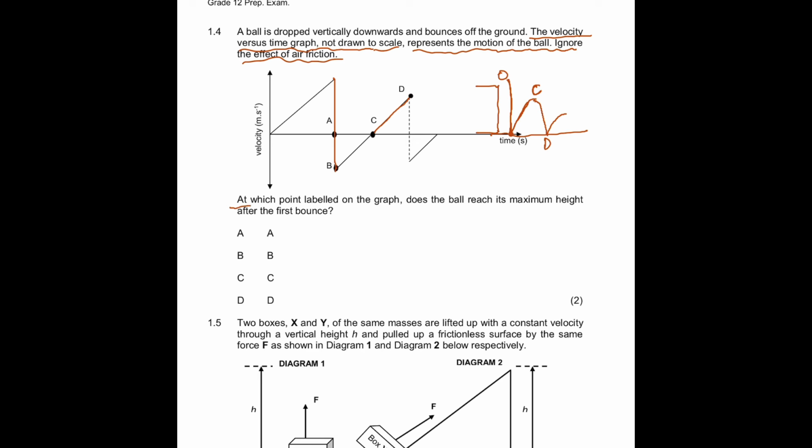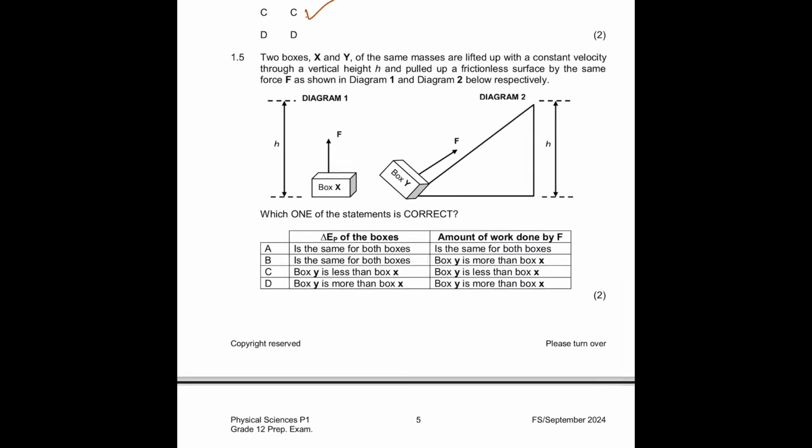Now it says at which point labeled on the graph does the ball reach its maximum height after the first bounce? So it reaches the maximum height at C. So the answer there is C.